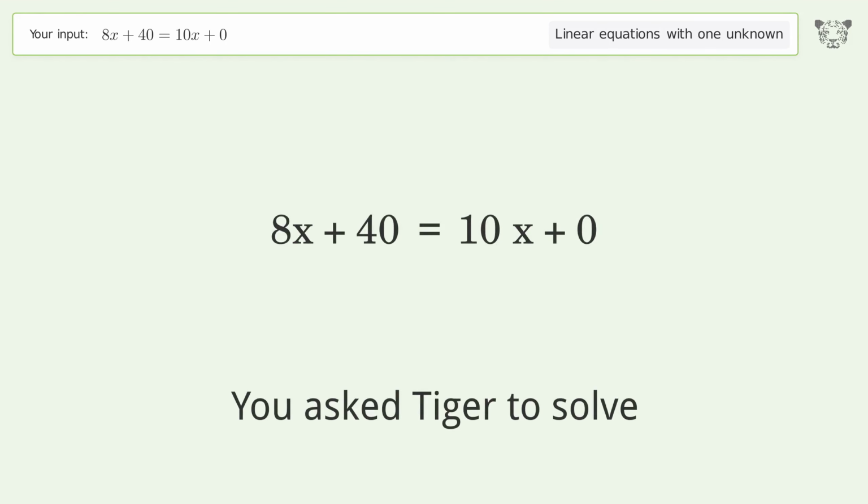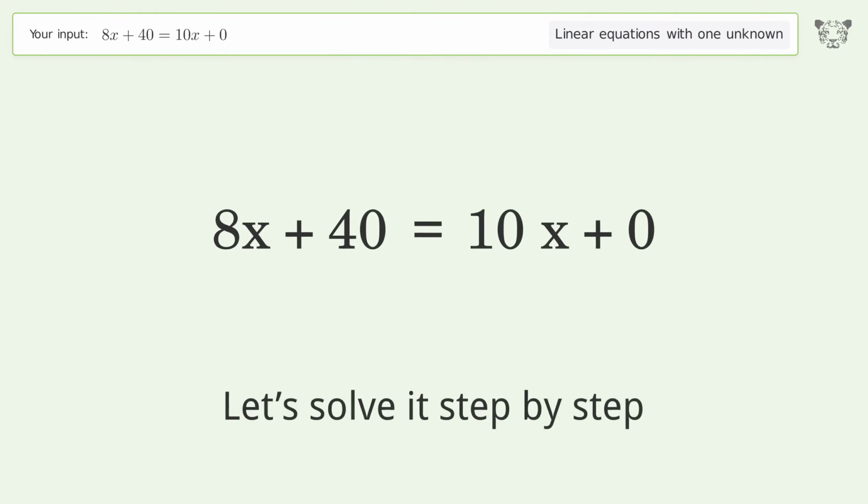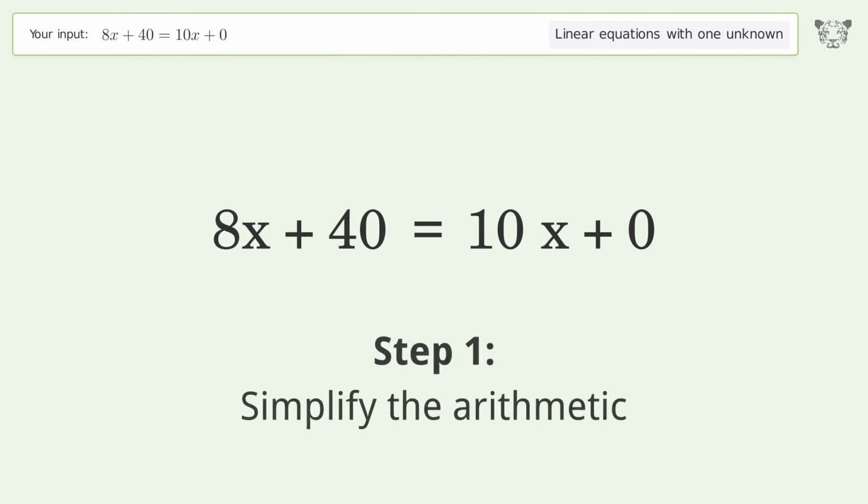You ask Tiger to solve. This deals with linear equations with one unknown. The final result is x equals 20. Let's solve it step by step. Simplify the arithmetic.